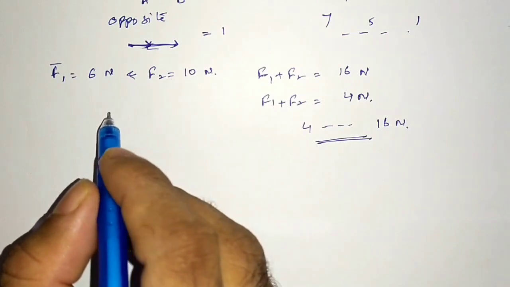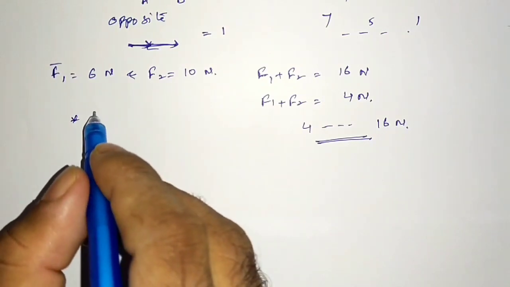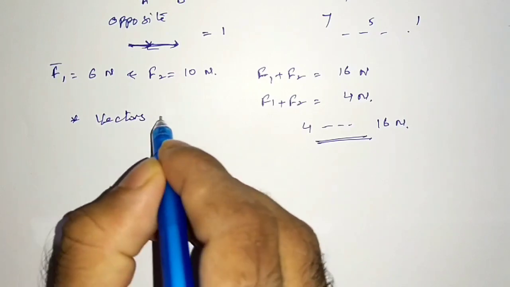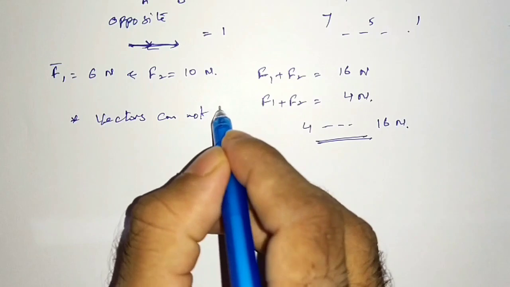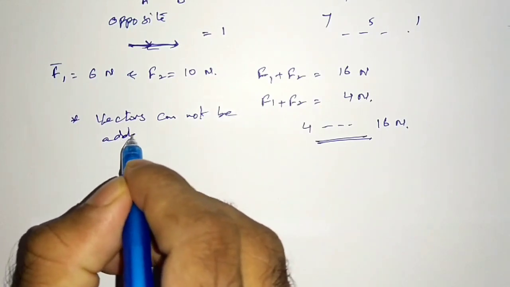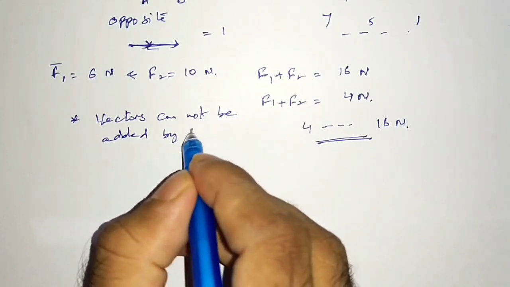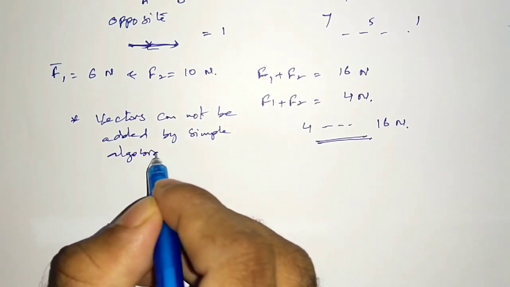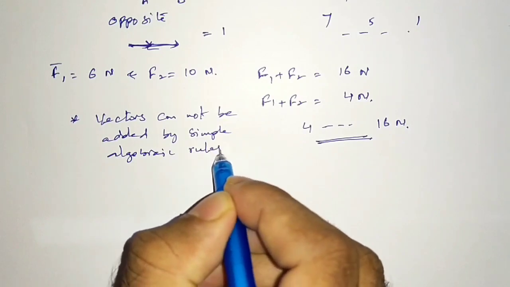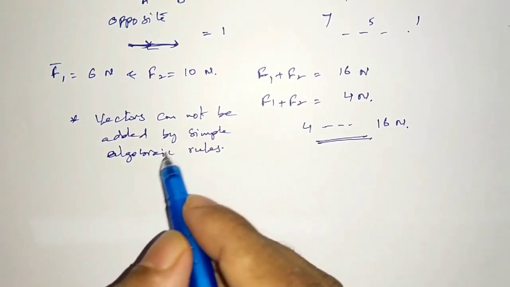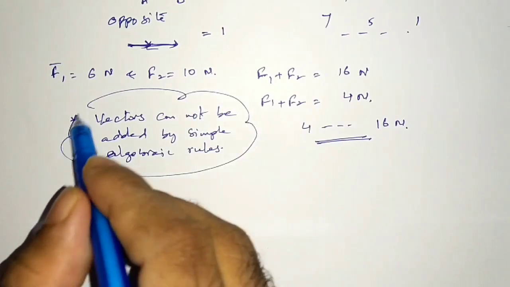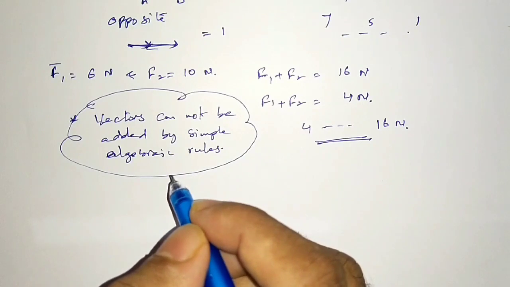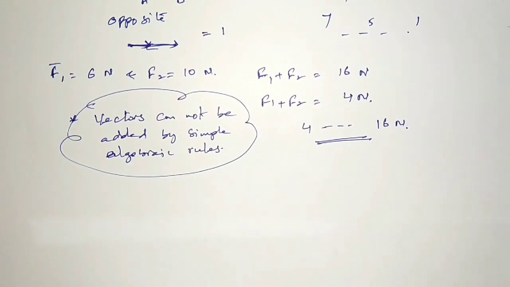So by this you understood one point. What is that? Vectors cannot be added by simple algebraic rules. By using simple algebraic rules, we cannot add vectors. Yes or no? Simple algebraic rules, 3 plus 4 is 7 only. Right? Now let us see here.